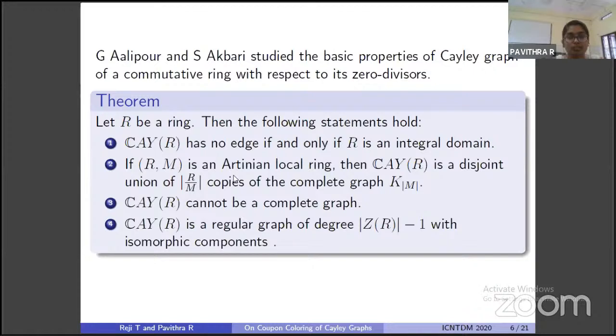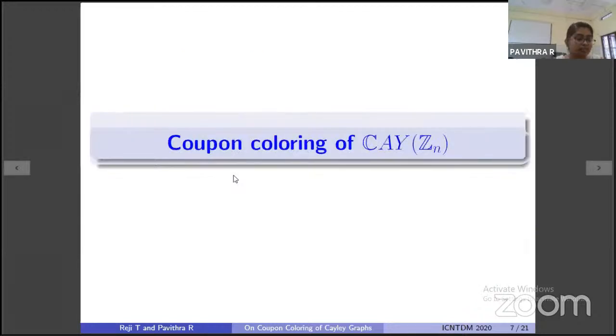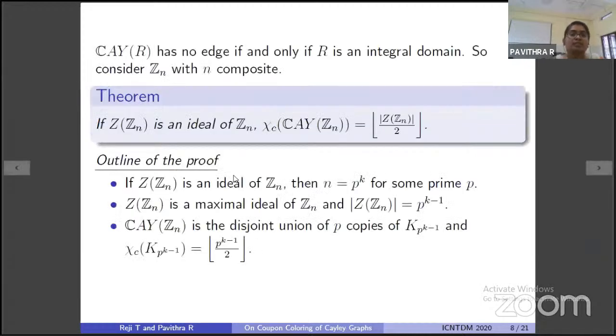In this paper, we have studied the coupon coloring number of Cayley graphs of two commutative rings: Zn, which means the integers modulo n, and the Cartesian product of Zn, that is Zn cross Zn. We have already seen that the Cayley graph of R has no edge if and only if R is an integral domain. So we consider Zn with n composite.